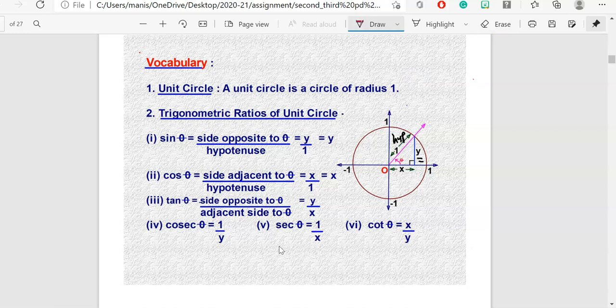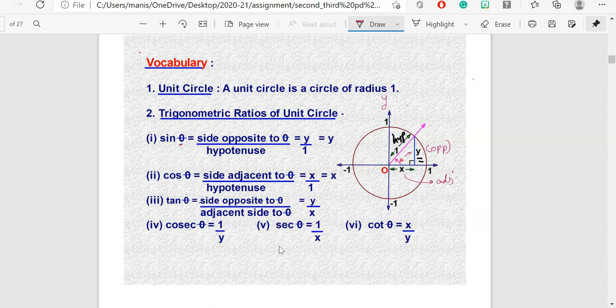Then we have the trigonometric ratios of the unit circle. Sine theta, our formula is opposite over hypotenuse. So theta is the angle over here, so the side opposite to angle theta over hypotenuse. In this case, this is your angle theta at this place, and the side which is opposite to this is your opposite side. Now, as you can see, this side is parallel to the y-axis, so this is your y. Similarly, this is your x and this is your adjacent side. And the hypotenuse I have already mentioned.